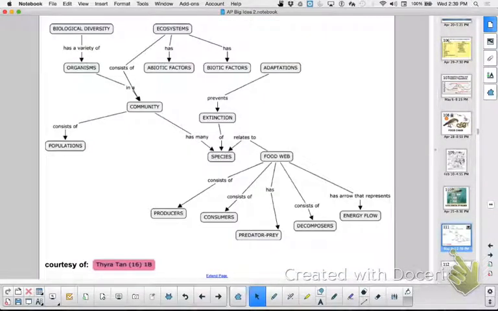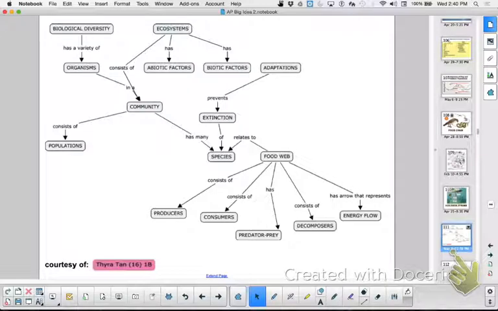I like this little diagram. At the top, biological diversity has a variety of organisms, and ecosystems consist of communities, which have what kind of factors? Abiotic and biotic. A community consists of different populations, and adaptations prevent extinction of a species. A community has many species, and you can relate a food web to species. A food web consists of producers. What would be an example of a producer?